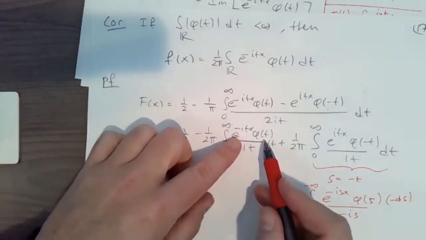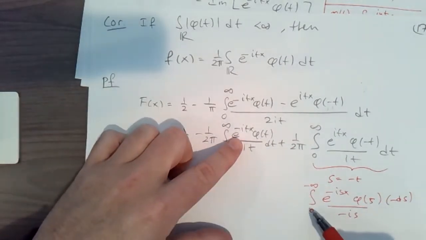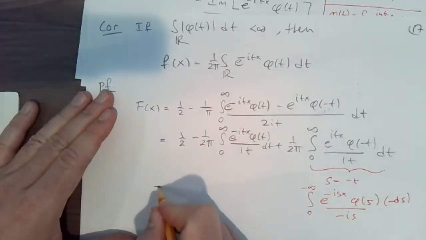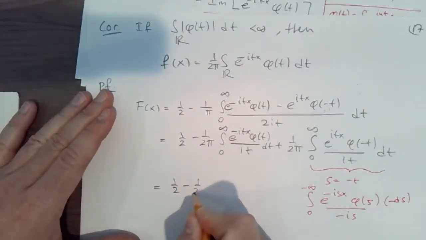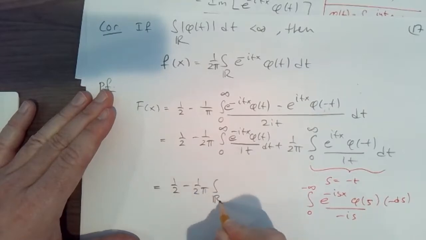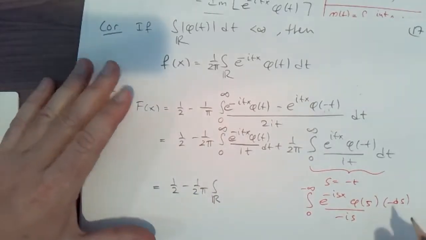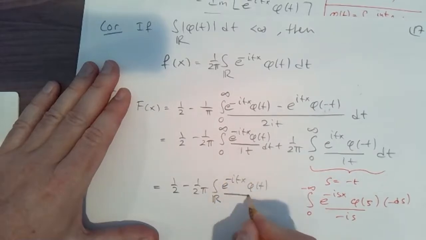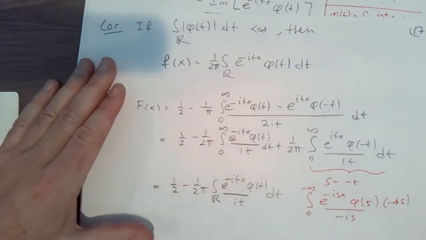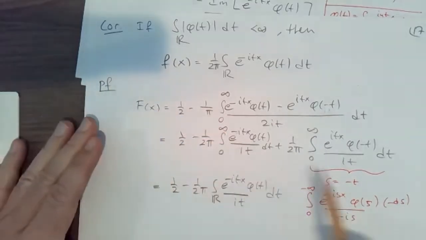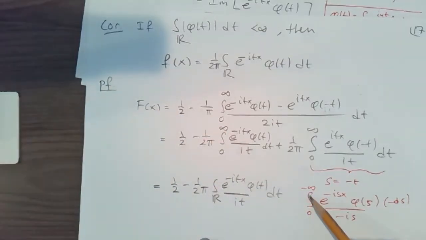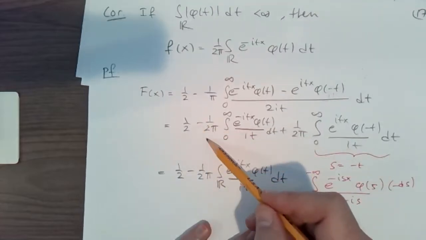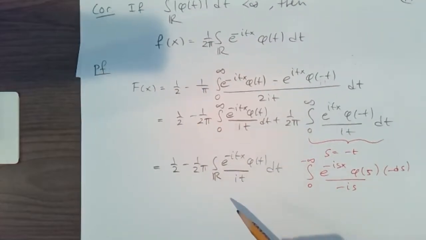And then you see we have exactly the one we have over here, but now the integral is running from minus infinity to plus infinity. And we end up with 1/2 minus 1 over 2 pi integral over R of e to the minus itx phi of t divided by it dt. I combine these two together. I have an integral here from minus infinity to 0 with a minus sign, so it combines with these two, and I get an integral over R instead.